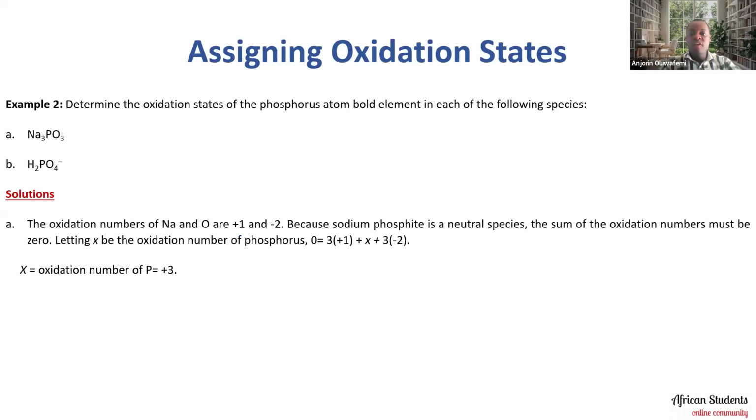Because sodium phosphite is a neutral species, the sum of the oxidation numbers must be 0. Letting X be the oxidation number of phosphorus, that means 0 will be equal to 3 multiplied by +1, which is from sodium, plus X, which is the unknown phosphorus, plus 3 into -2, which is from oxygen. So the oxidation state or oxidation number of phosphorus in that particular compound is +3.